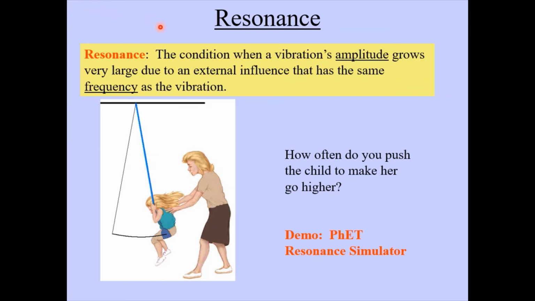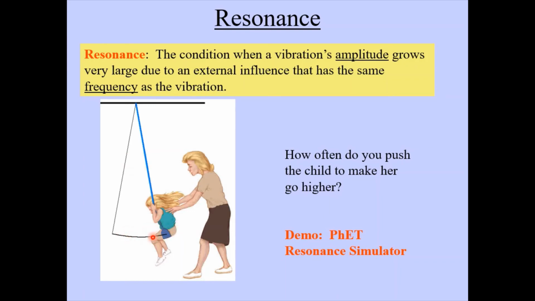So this phenomenon that we just saw on the last slide is called resonance. Resonance is the condition when a vibration's amplitude grows very large due to an external influence that has the same frequency as the vibration. So one example that makes this very clear is to think about how do you push a child on the swing?